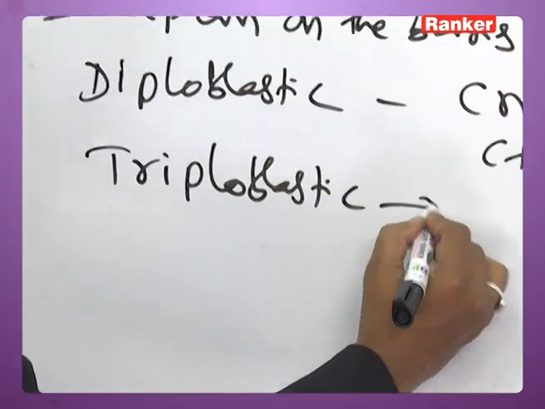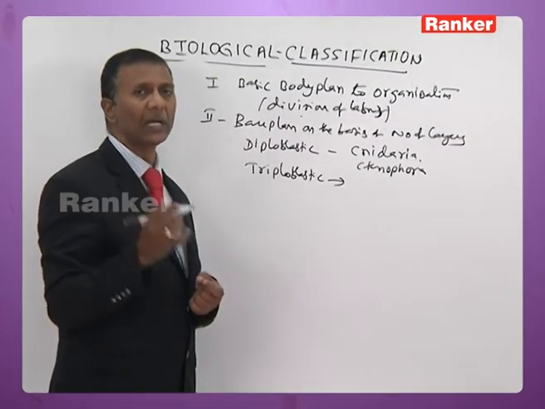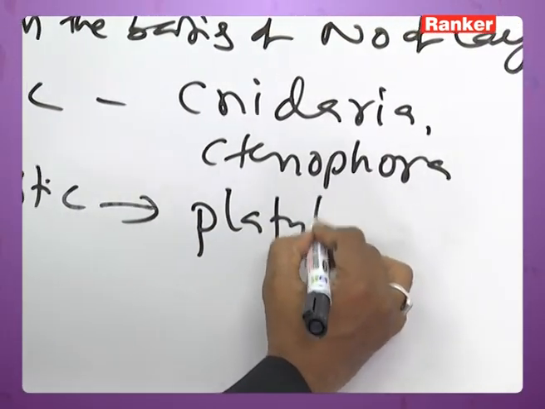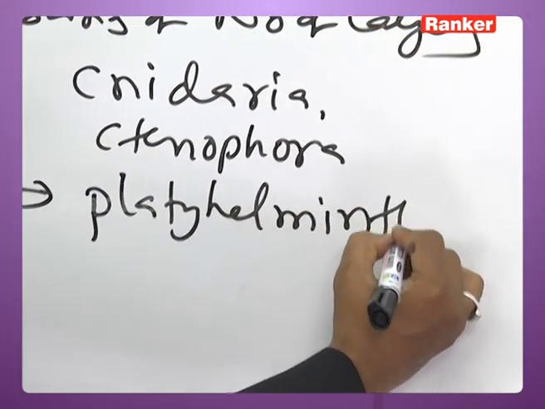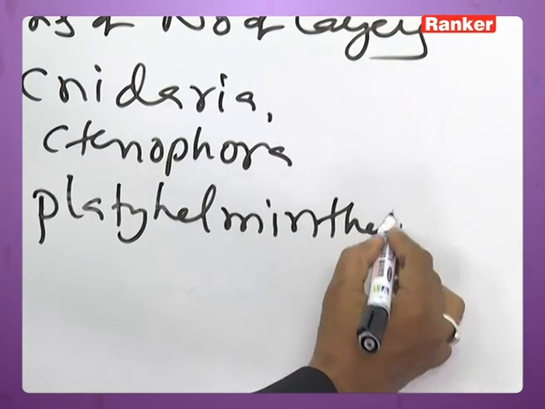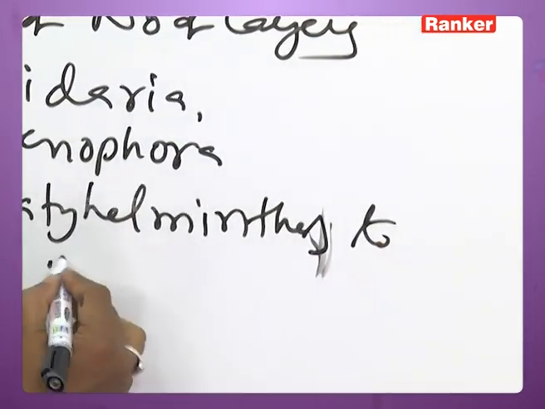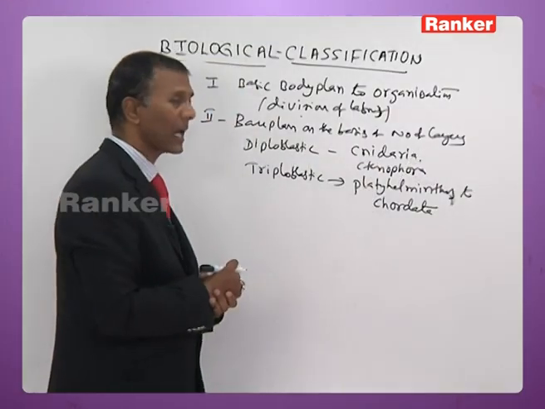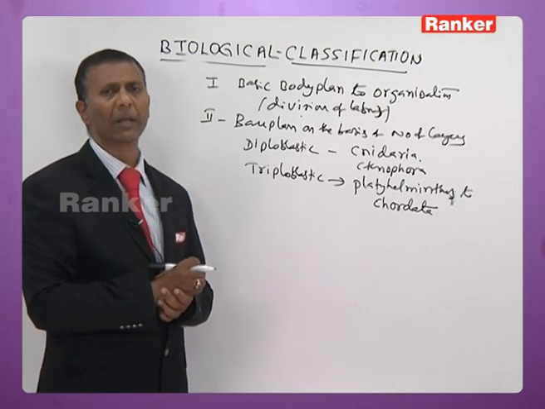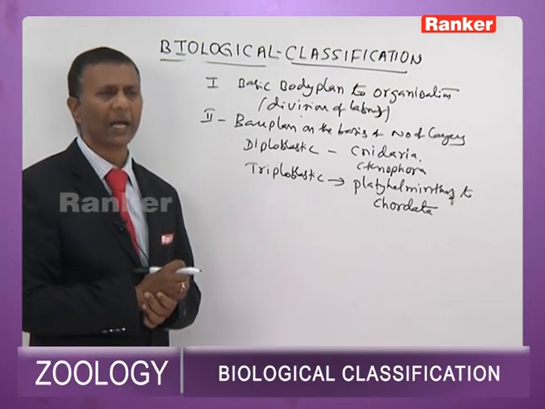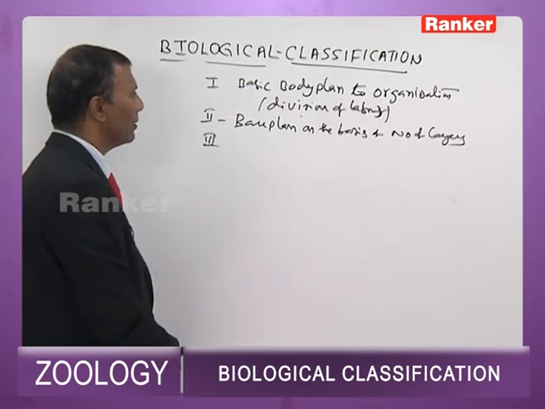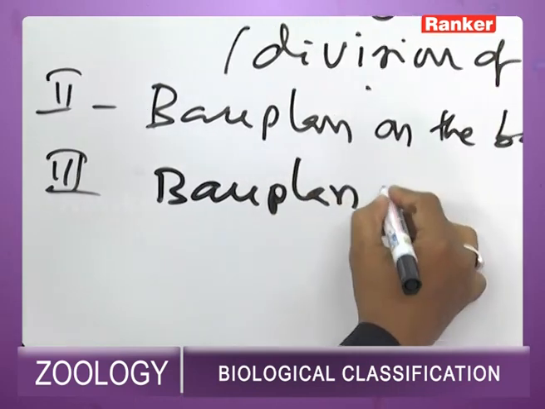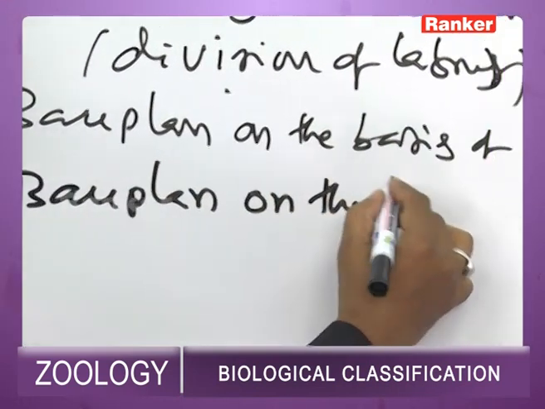Triploblastic organization is noticed right from Platyhelminthes onwards till Chordata. So there is a body plan based on the number of layers, triploblastic animals and diploblastic animals. Third one is the basic body plan on the basis of symmetry.